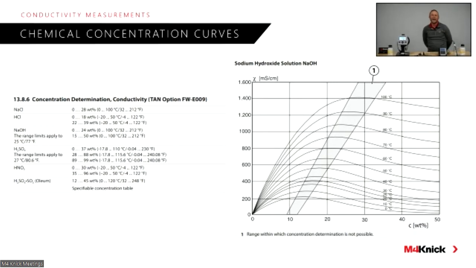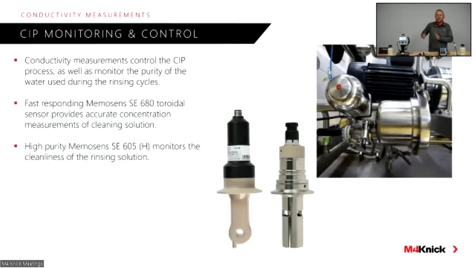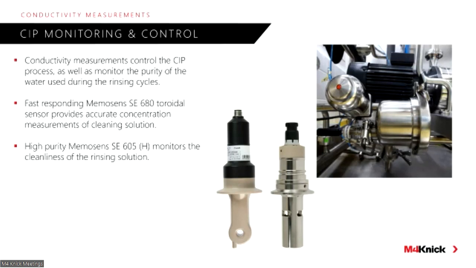Another great application, moving to a completely different industry, this being the food and beverage industry, for inductive conductivity sensors, and you see the image of the 680 here, is CIP monitoring. CIP, or clean in place monitoring and control, specifically in the beverage industry or in the dairy industry.